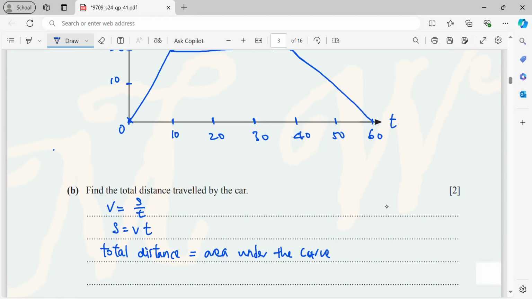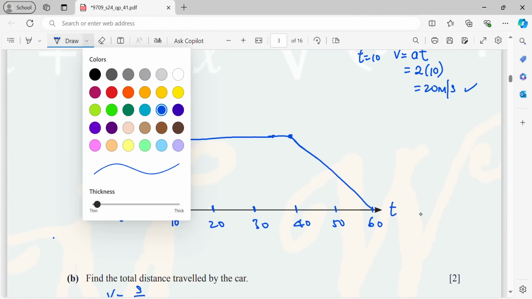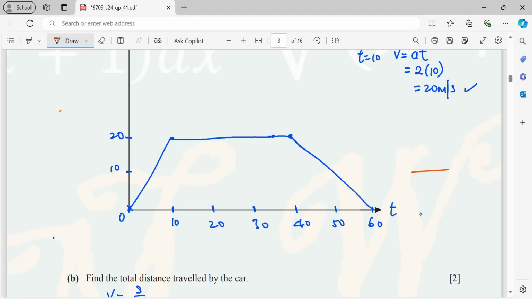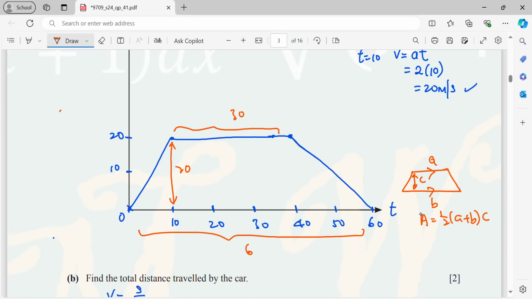Now when you look at the graph, it is basically a trapezium throughout the 60 seconds. According to the trapezium formula, you are given two parallel sides, a and b, and the height is c. So the area is half of a plus b, times c. Our c here is 20. Our a here is going to be 40 minus 10, that is 30 seconds. The other parallel side here is going to be 60.